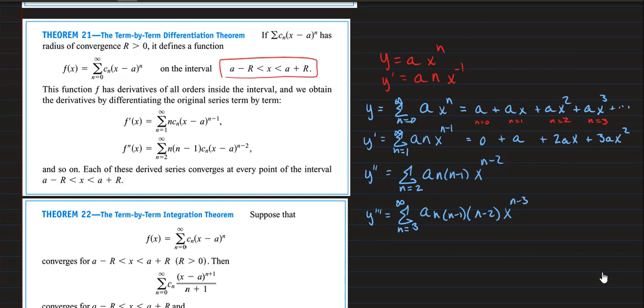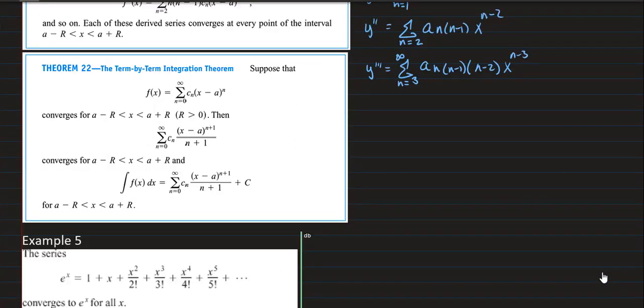So do you see how easy it is to take derivatives of power series? If this series converged on the interval from a minus r to a plus r, so does this one and this one and this one. So remember, when you take the derivative, you've got to subtract 1 from the exponent, bring down the exponent, but you've also got to start your lower limit at 1 more than what the previous one was.